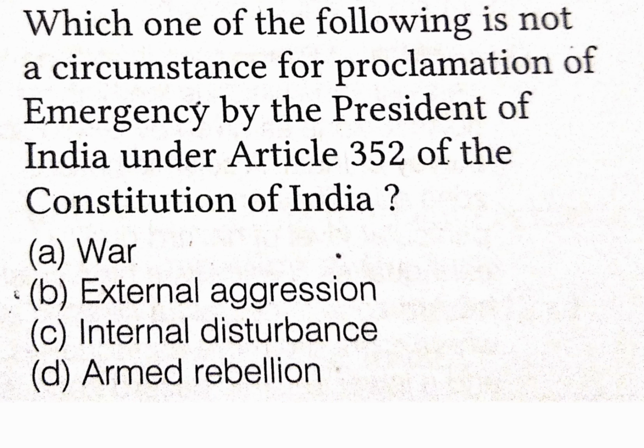The next question is, which one of the following is not a circumstance for proclamation of emergency by the President of India under Article 352 of the Constitution of India? Option A war, option B external aggression, option C internal disturbance, option D armed rebellion are given. As per the 44th Constitutional Amendment Act of 1978, the national emergency can only be declared on the grounds of external aggression and armed rebellion or war. The term internal disturbance is not at all mentioned. So option C is wrong.